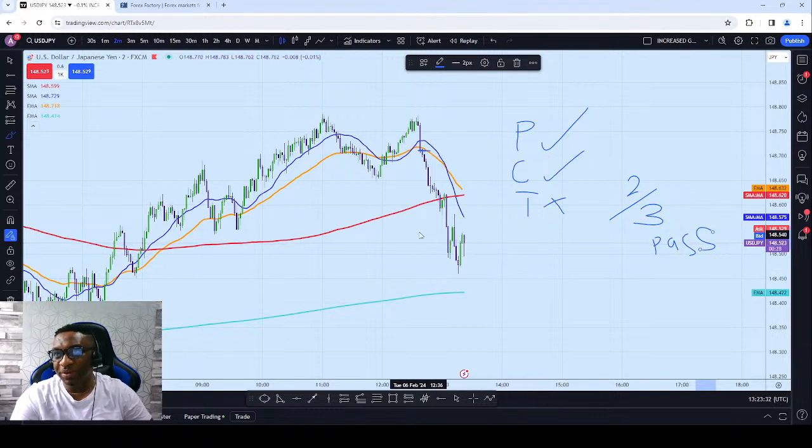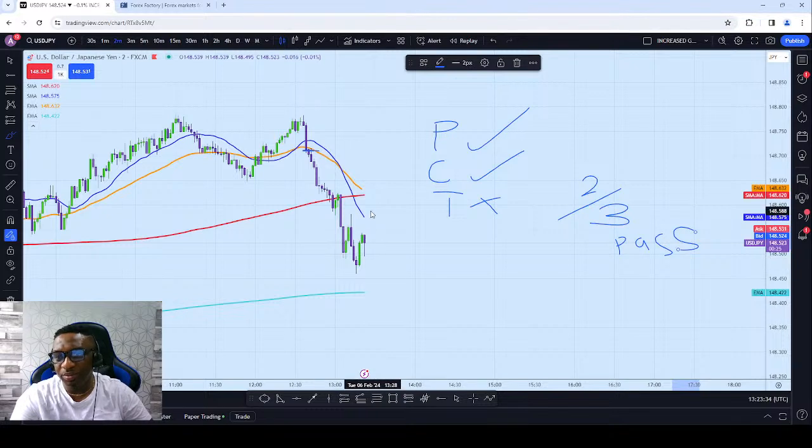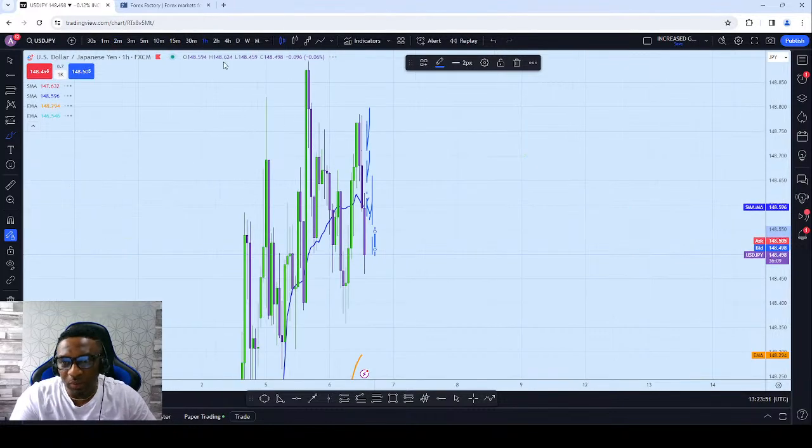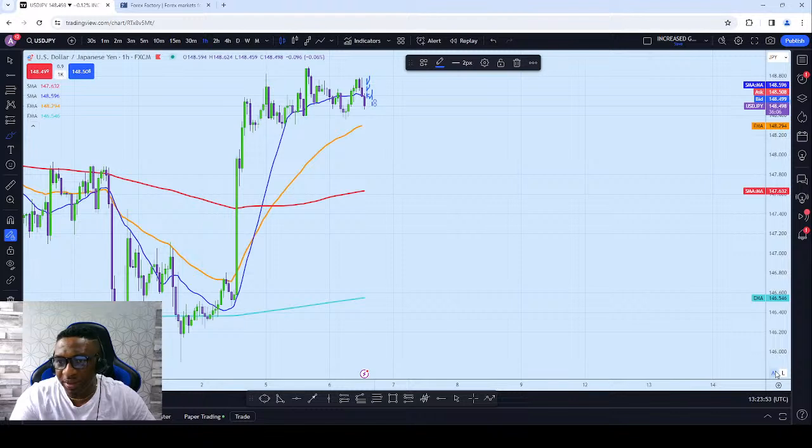So where price is now, I would definitely wait for price to make its way above the moving average. Then I will consider taking a buy. Let's see the 1 hour chart and see how price is looking there. You can see it's mainly in an upward trend. The power it came with from here is so strong. So now it's in a trading range.